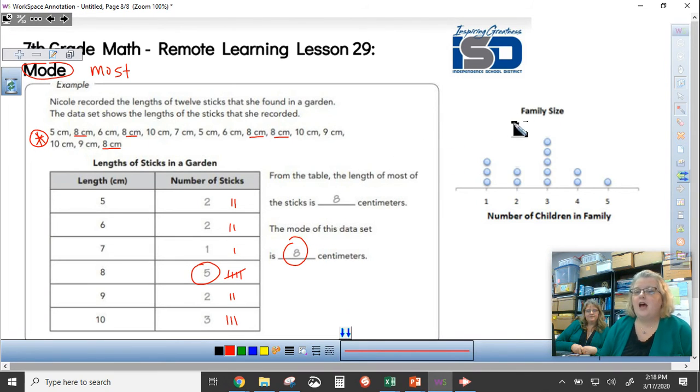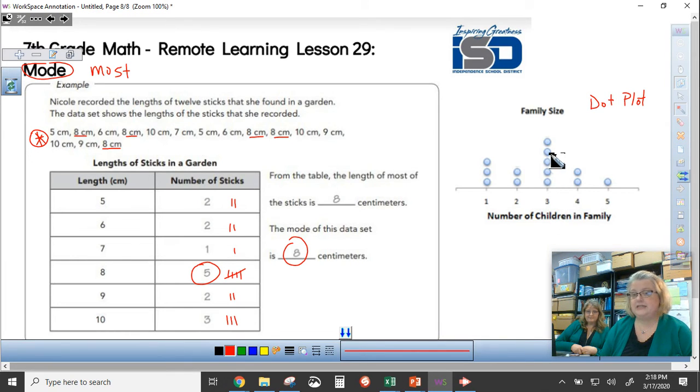Okay, so this again is a dot plot. And just as a reminder, this means that there were 3 families that only had one child, this family, and this family. 2 families had 4 children. Here's a family with 4 kids. Here's another family with 4 kids. So what was the family size that happened the most?